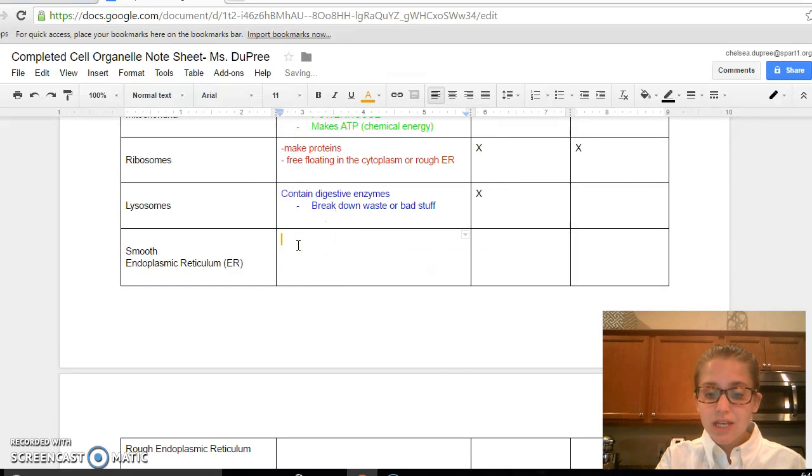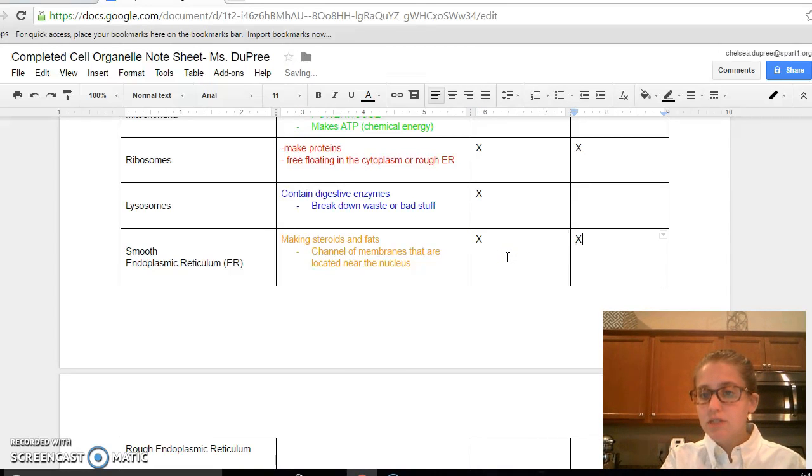Now, the smooth ER is responsible for making steroids and fats. Because remember we talked about there's certain types of things like steroids and hormones that your body has to make. They're essential. Those happen in the smooth ER. Okay? And the smooth ER is actually almost like a channel of membranes that are located near the nucleus. And this will make sense when we look at our picture in just a minute.